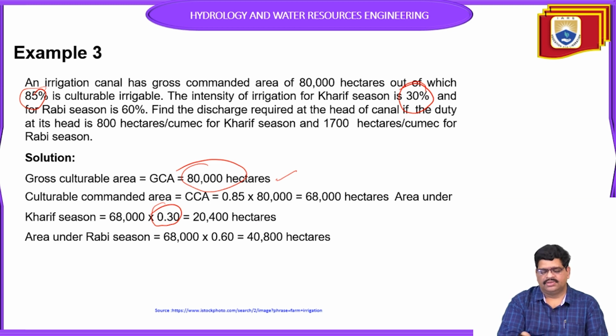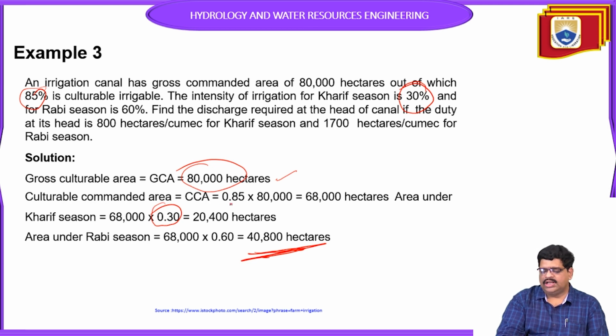20,400 hectares. Next, area under the Rabi season. Area under the Rabi season is equal to 68,000 into 0.60. That is equal to 40,800 hectares are given. So, Kharif season is equal to 30.